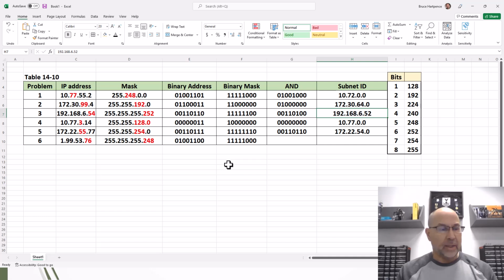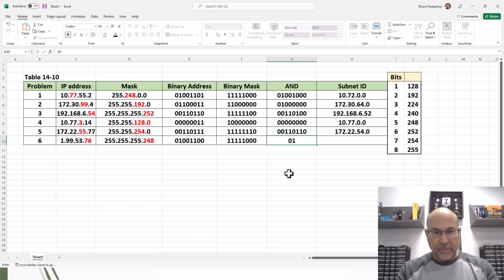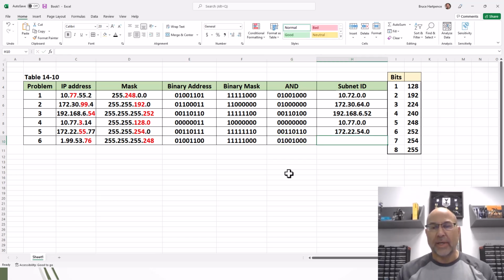Okay, let's do this last one. Here the action again is in the last octet. We've got a 248 here. So 76 in binary looks like that. And then we've got this 248. So if we do our ANDing again, we get 0, 1, 0, 0, 1, and then 3 zeros. So this address space is going to be 1.99.53. And then our last octet is going to be 64 plus 8, or 72.